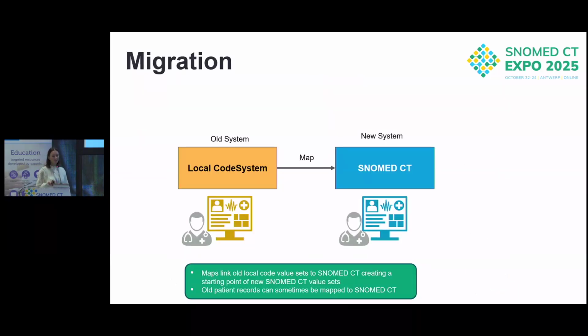So we're just going to cover these reasons now quite briefly. So migration. This might be a simple map from the local code system you've got in your old system, and you want to map and link the old code value sets to SNOMED CT. So this creates a starting point for new SNOMED CT value sets. So you might be able to expand on the content in there, depending on the content that's in SNOMED. And also, you might map all patient records as well. So these might be mapped to SNOMED CT to help with any further reuse of that data. But you also want to always keep the original code. That's always best practice, so you've always got that old patient information, the patient records available.